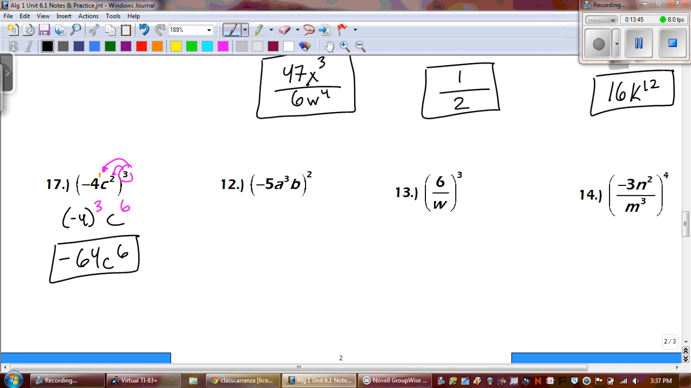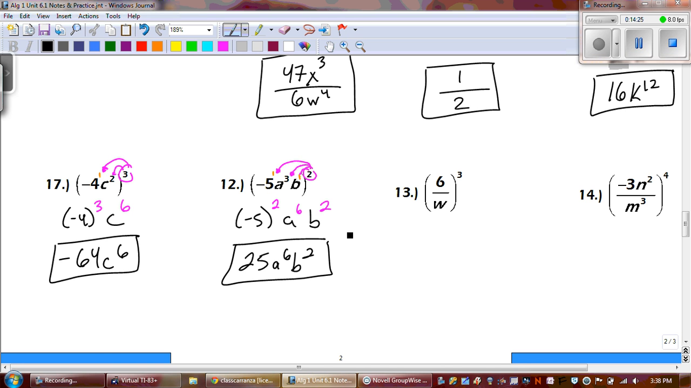For number 12, don't freak out because there's a lot of stuff there, okay? I'm going to add my exponents, and then we're going to start distributing. So 2 times 1 is 2. 2 times 3 is 6. And 2 times 1 is 2. The only thing we can simplify is negative 5 squared. Negative 5 squared is 25. And then our variables are already in alphabetical order. So we're done.